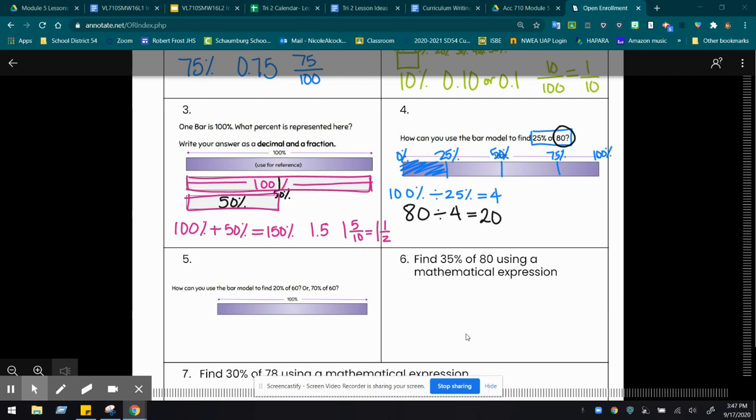Let's see how that relates to the bar model. We have 0, and then we have 20, 40, 60, 80. So 100% of the bar is 80. And let's take a look if we have our answer. 25% of the bar is 20. We can then conclude that 25% of 80 is 20.